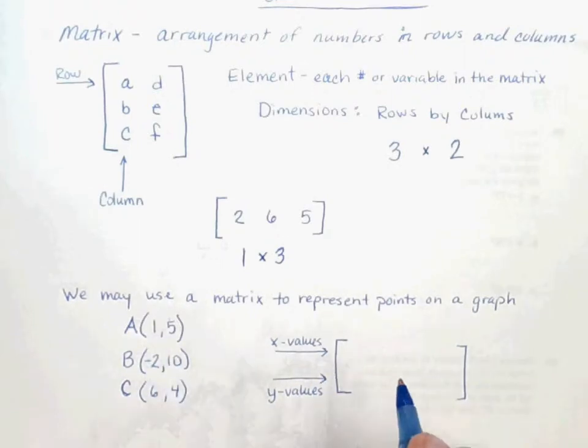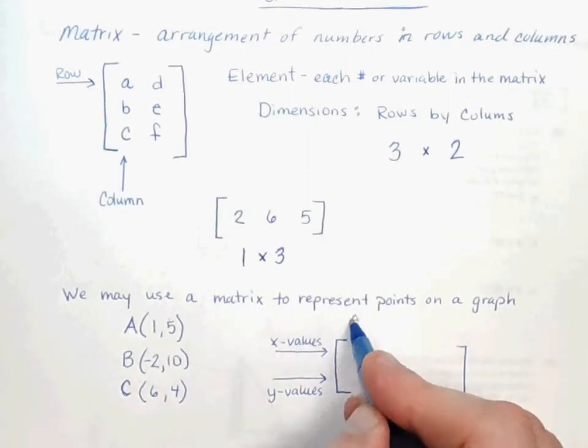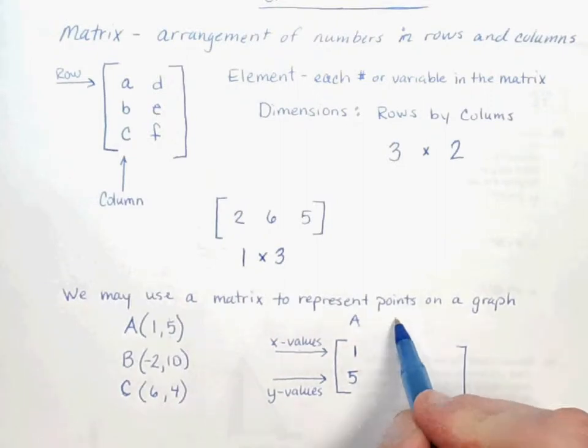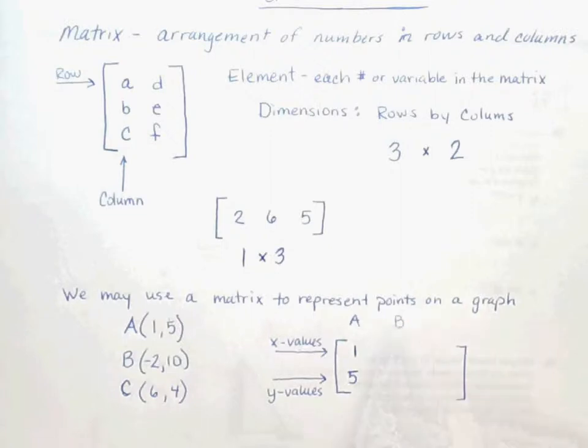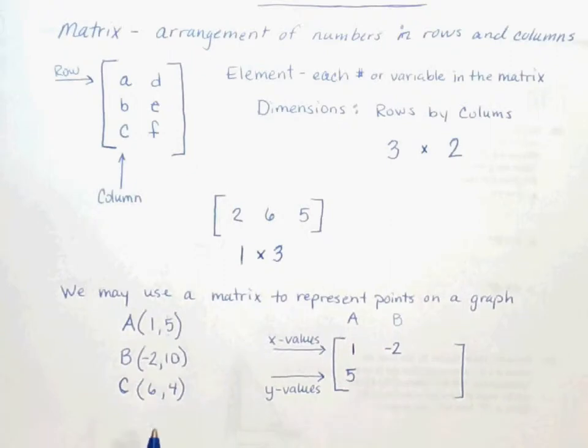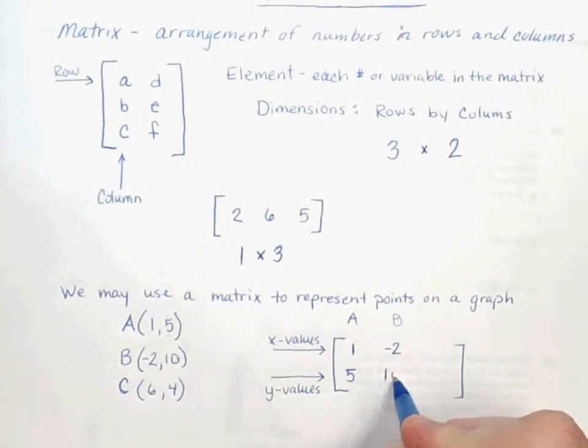To put point A into our matrix, the x value of point A is 1. I'll even put an A up here so I know where it came from. And the y value of point A would be 5. So then on to point B. The x value of point B is negative 2, so I'm going to put that in the top row. The y value of point B is 10, so I'm going to put that in the bottom row.